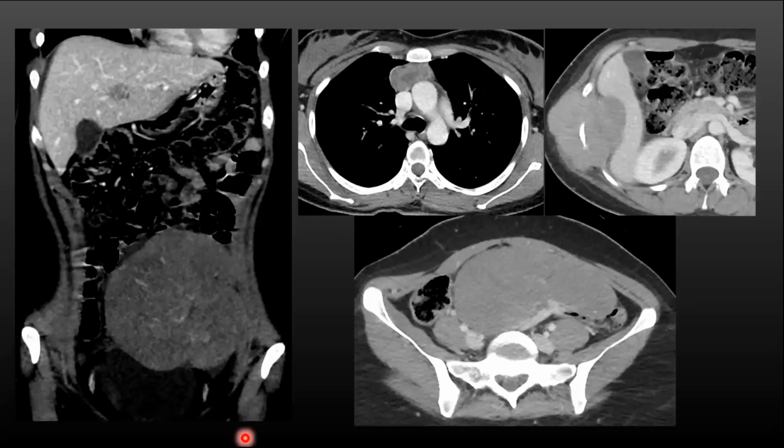This is a companion case. Also, we can see here there is a large adnexal solid mass. It encases the abdominal vasculature without invasion. Also, there is involvement of the liver, mediastinal lymph node, and chest wall.